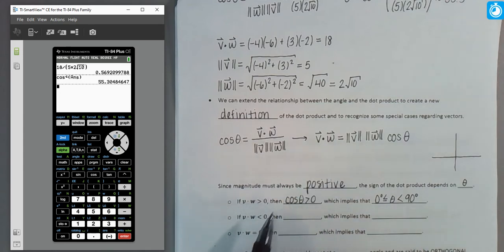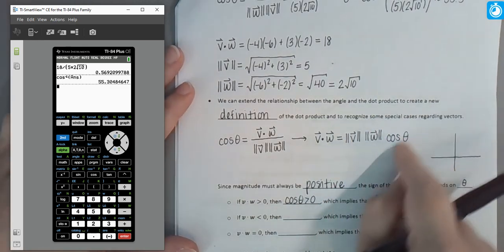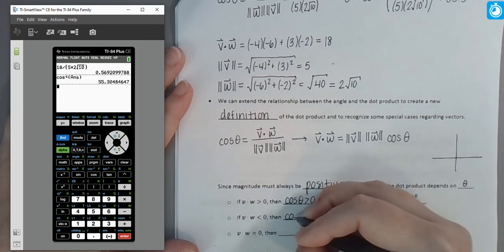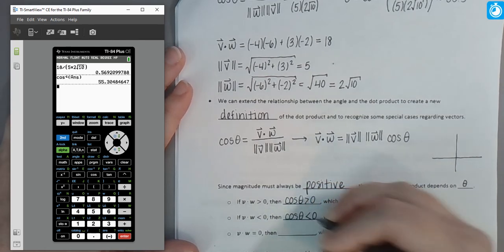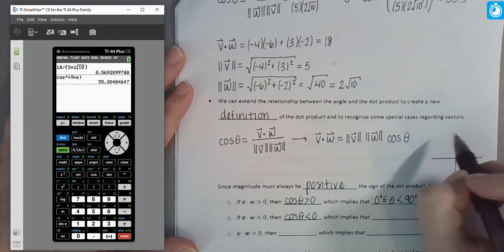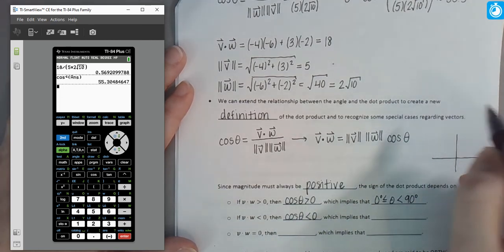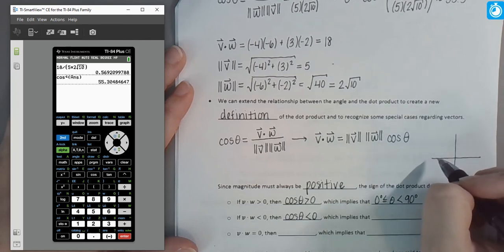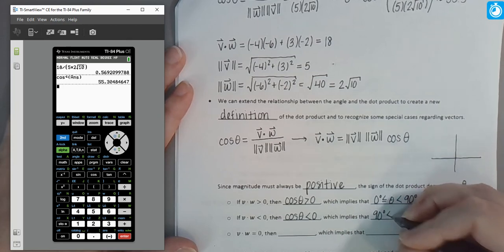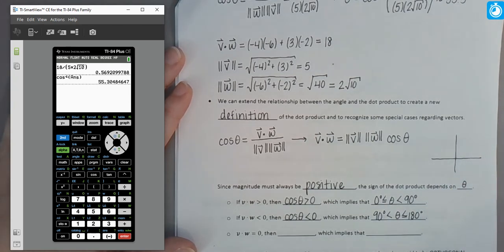Now, what happens if our dot product was negative? Well, again, these two values have to be positive. So the only way the whole result from this expression could be negative is if the cosine was negative. So that means the cosine of theta has to be less than 0. Well, based on the fact that we can only have angles from 0 degrees to 180, what do we know if the cosine was negative? Well, the only way the cosine could be negative is if we were between 90 degrees and 180 degrees. So that means 90 degrees is less than our angle, and our angle is also less than or equal to 180 degrees.